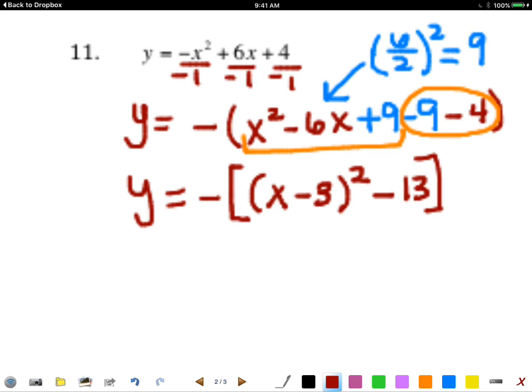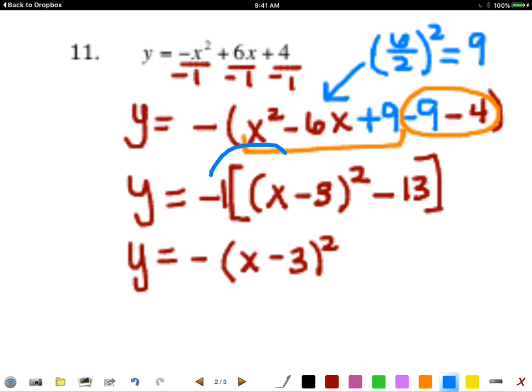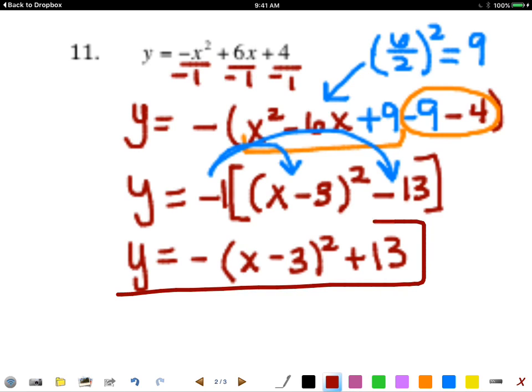Are there any questions so far? We still have one more step, right? We got to distribute that negative back in. Or that -1 if you want to think of it as a -1. So when we do, we have y equals negative x minus 3, the quantity squared, then what? Plus 13. Because see, it's going here and it's going here. So it is going to be plus 13. Because the -1 and the -13 is going to make a positive 13.